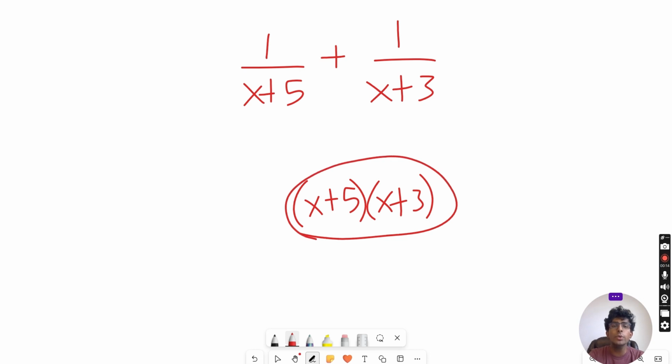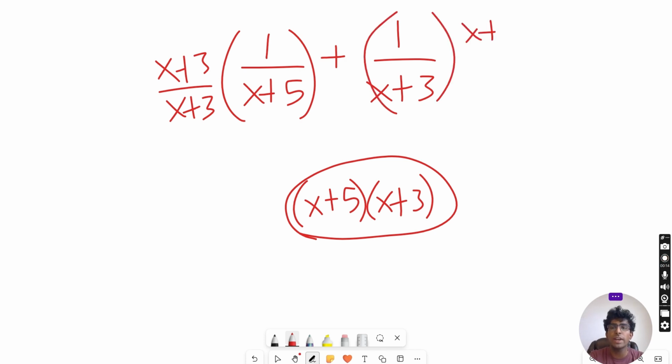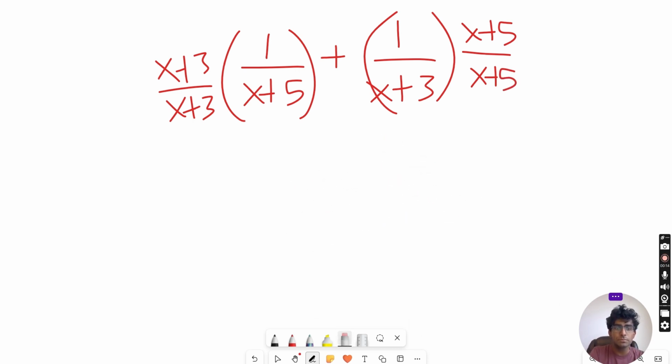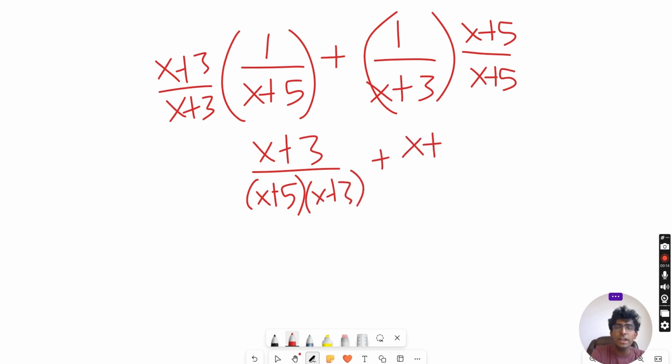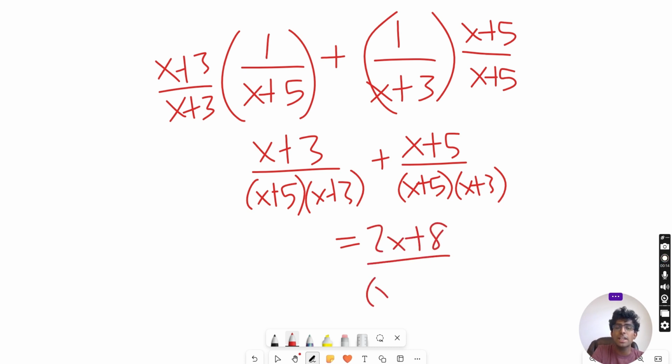So in other words, we're multiplying this fraction by x plus 3 on the top and bottom, so that way it's still legal, because technically x plus 3 over x plus 3 is just 1. And then we're multiplying this times x plus 5 over x plus 5. So when we do that, we get x plus 3 over x plus 5 times x plus 3 plus x plus 5 over x plus 5 times x plus 3. And then now we can combine the numerators. x plus x is 2x, 3 plus 5 is 8. So we get 2x plus 8 over x plus 5 times x plus 3, which would be the answer here.